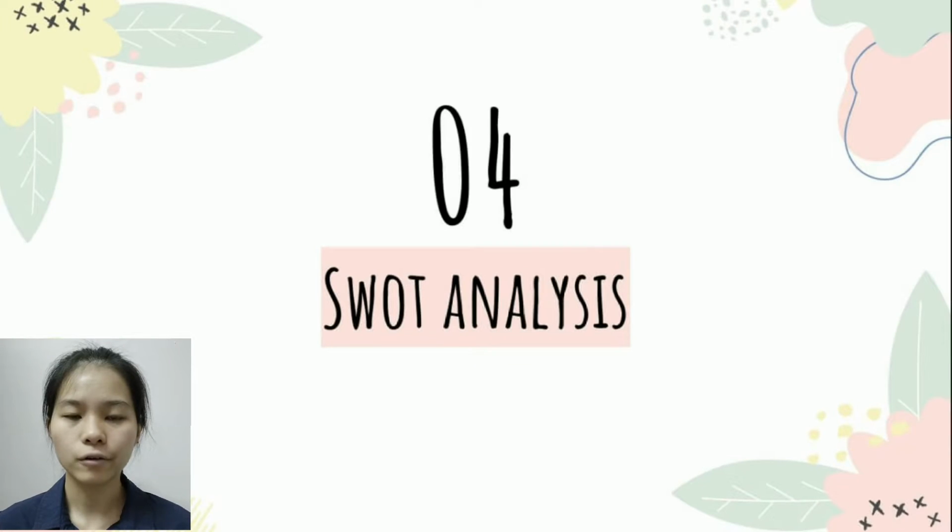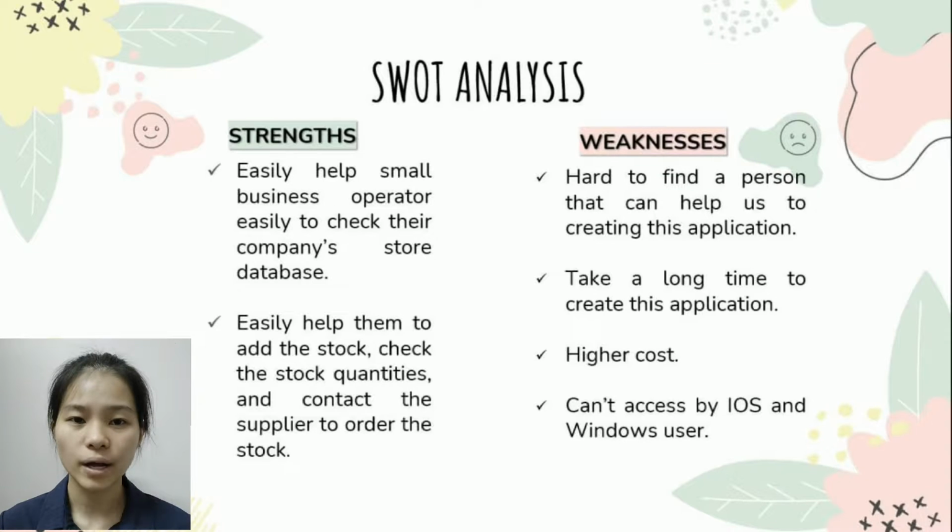Thank you, Vino. We are going to look at the SWOT analysis. There are 4 topics, which are strength, weakness, opportunity, and threat. First is strength. The smart inventory application can easily help small business operators check their company's store database. With this smart inventory application, they can arrange their stock without worries.